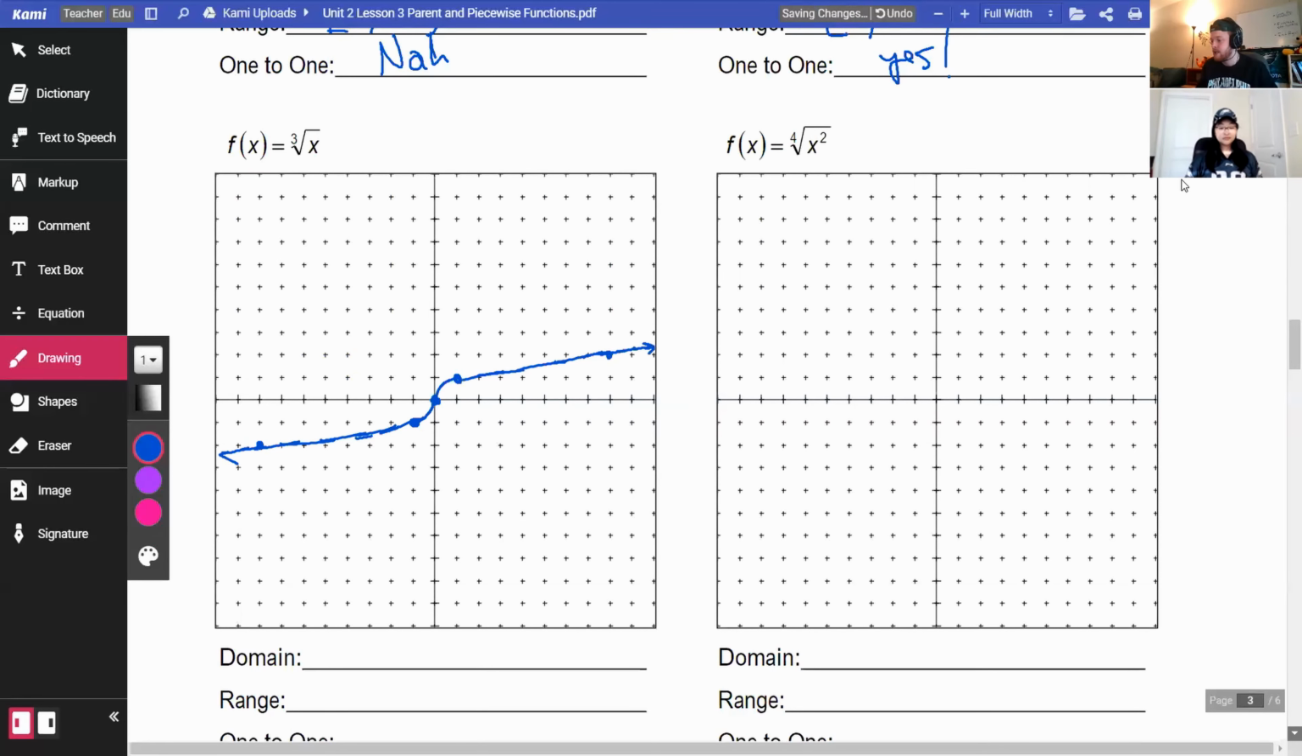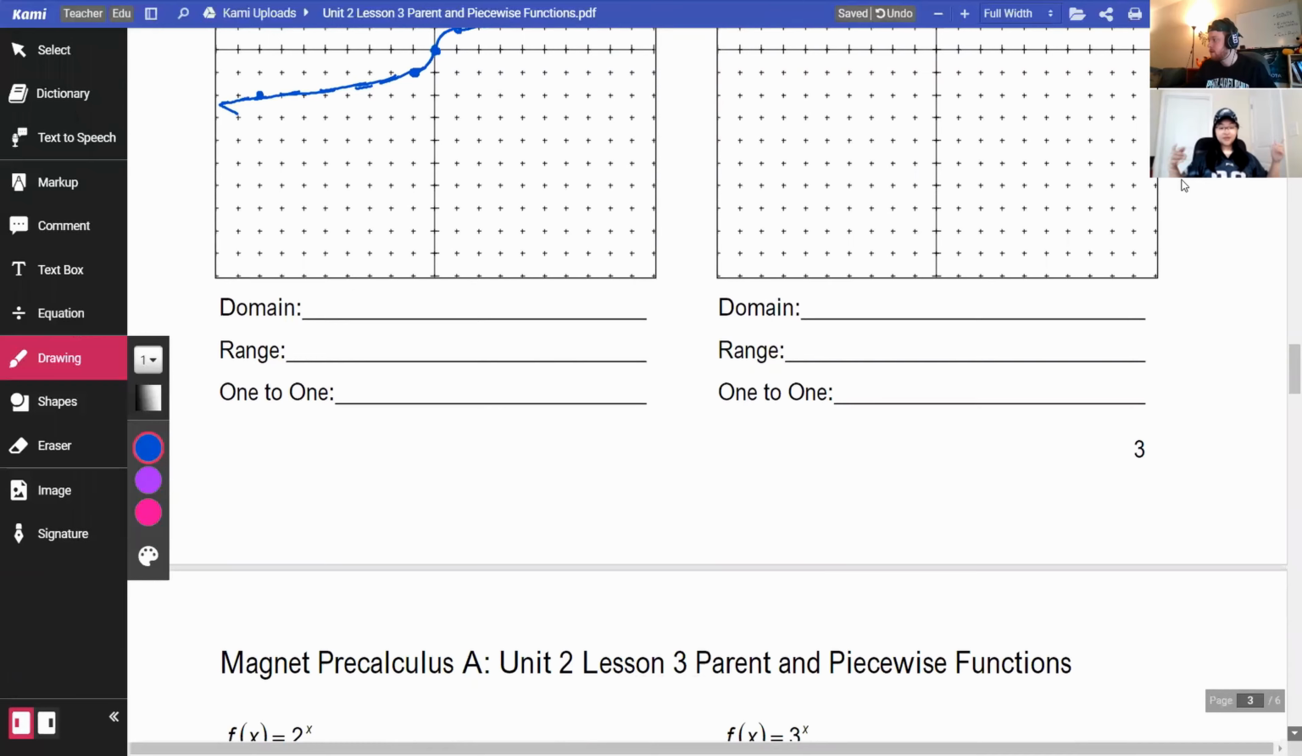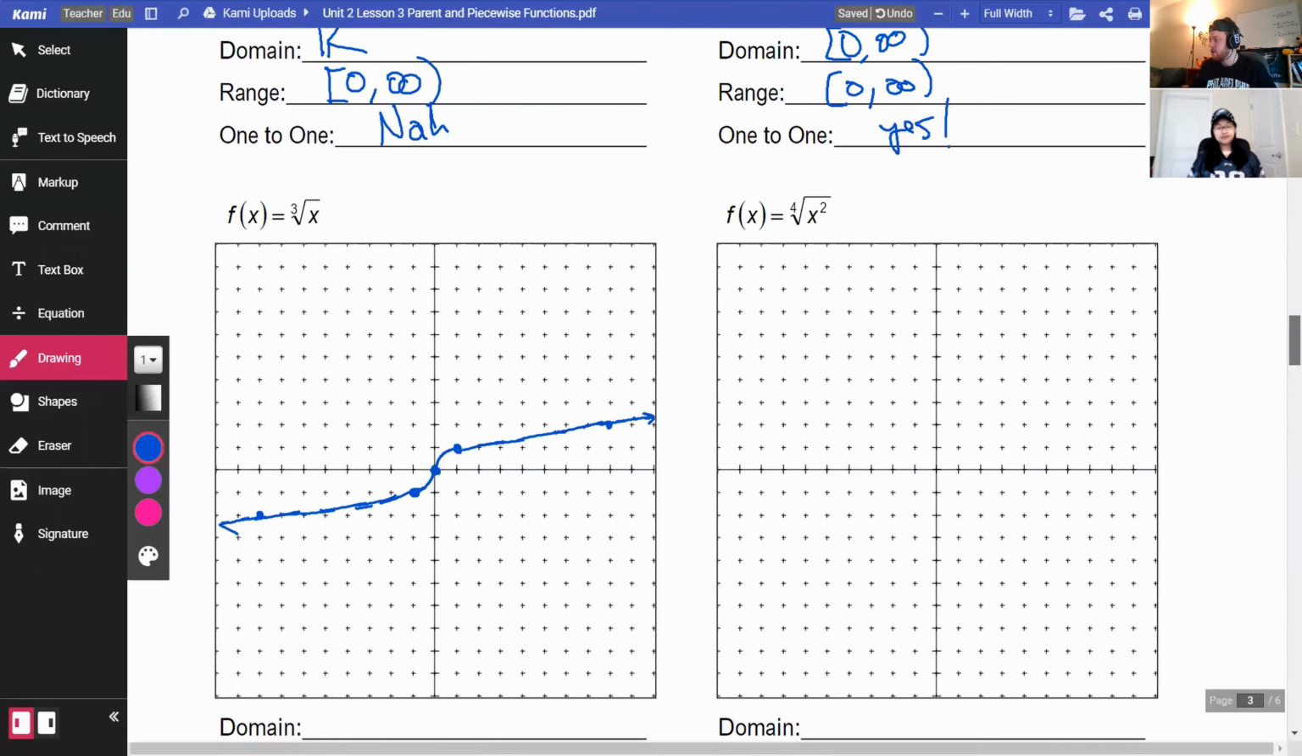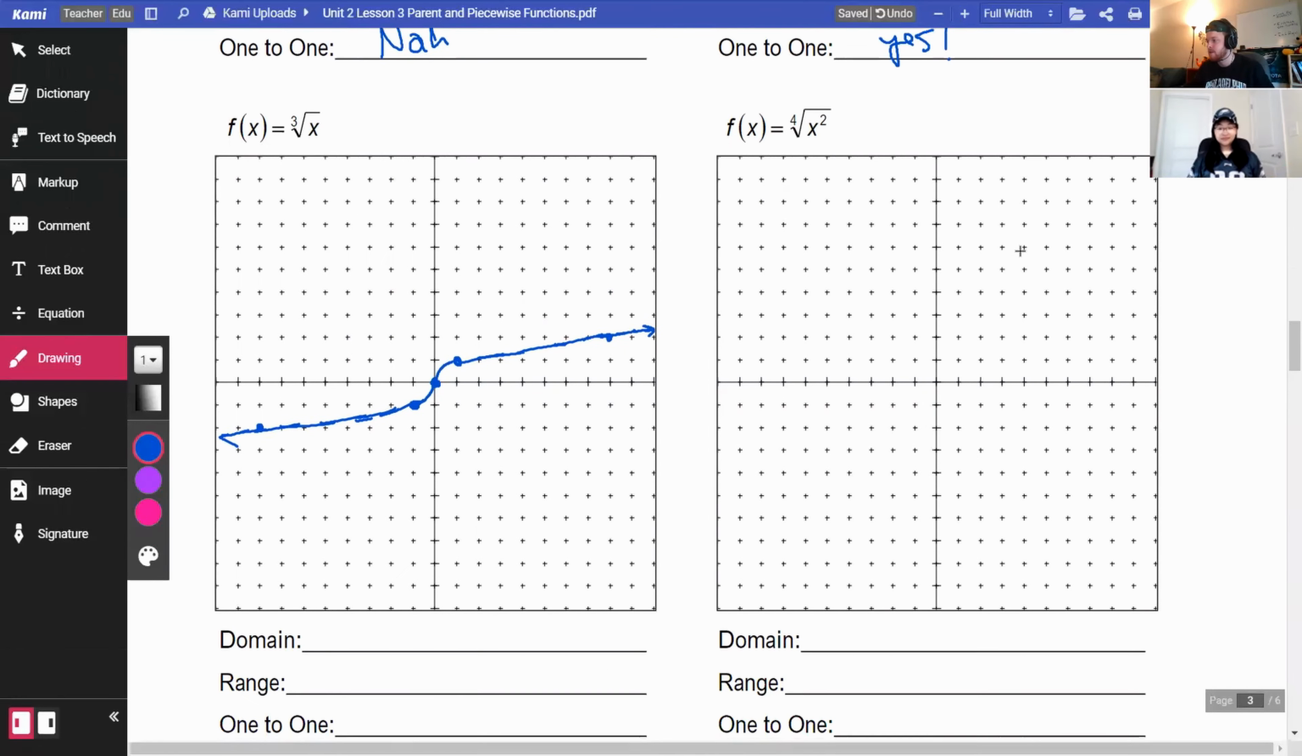Domain, range and one-to-one. All real numbers, yes. I'm struggling with my scroll bar today, by the way, if you haven't noticed. It's okay, hang in there. Domain, all real numbers. Range, all real numbers. And you said one-to-one?